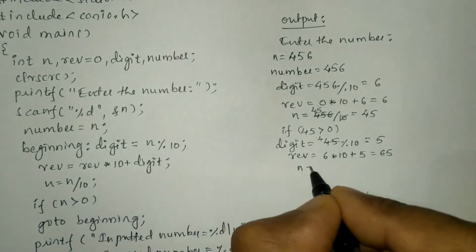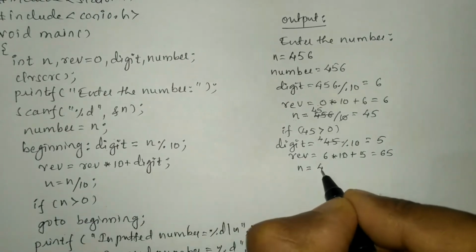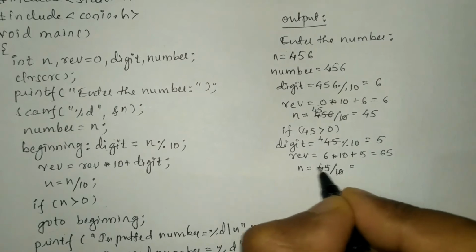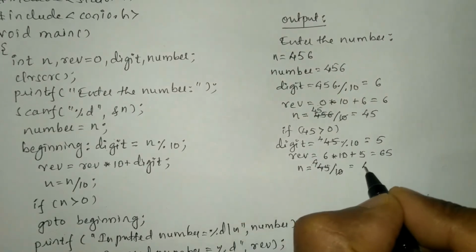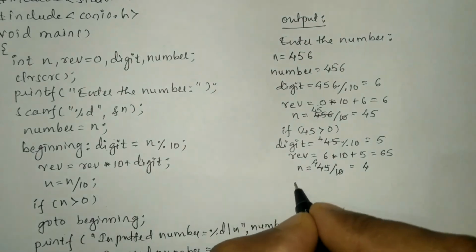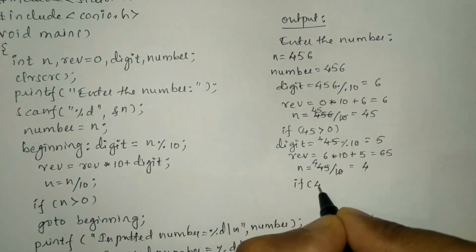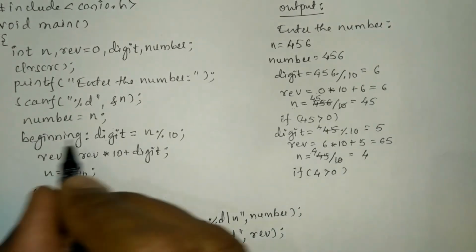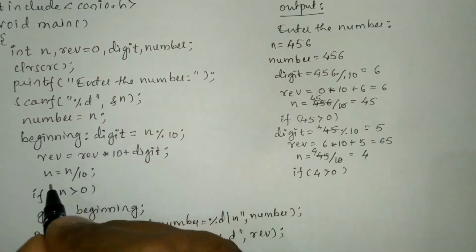Next, n is equal to n, 45 integer division by 10. So 10 fours are 40, so here 4 will be stored in n. So next again we are going to check this condition. If n is what? 4 is greater than 0. Yes, it is true. Once again control jumps to this label beginning.